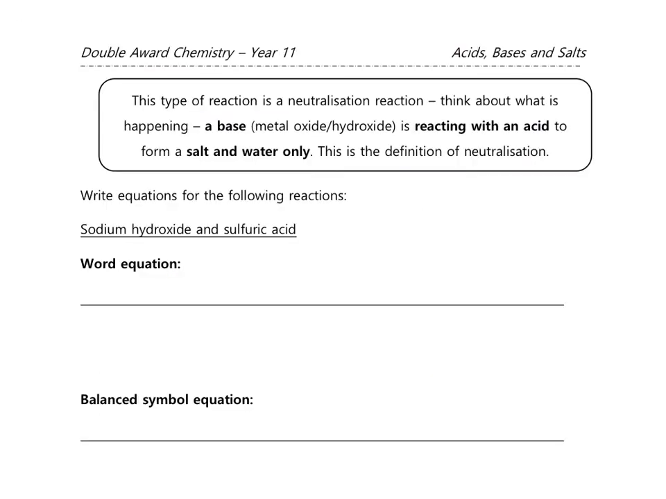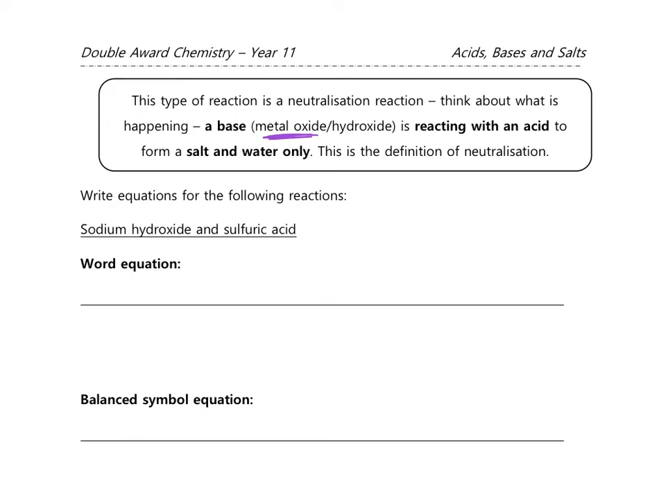Okay, we mentioned this in the previous page, but because we've got an acid reacting with a base, in the last example it was copper oxide, so it was an example of a metal oxide. It's reacting with an acid to form a salt and water only. Our salt was copper sulfate and our other product was water, and we didn't have any other products. And that's a definition of neutralization, when an acid reacts with a base to produce a salt and water only.